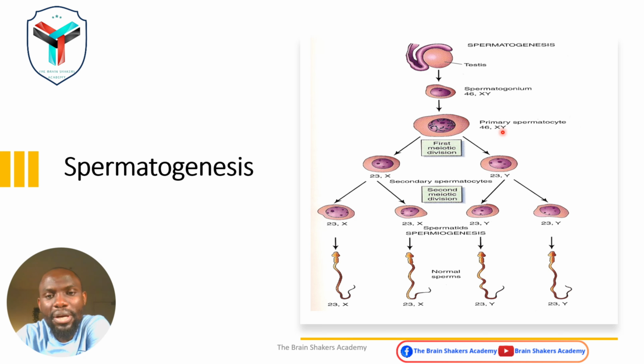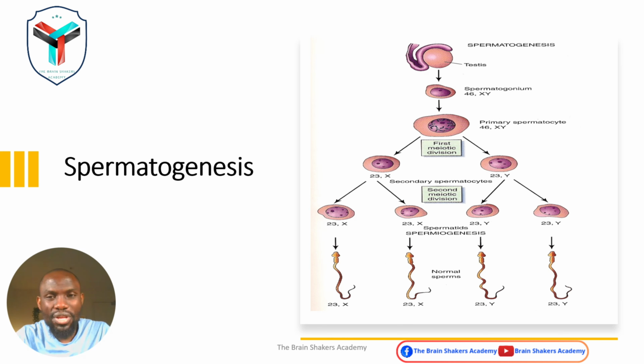spermatocytes, and the primary spermatocytes now enter the first meiotic division to give you two daughter cells. The two daughter cells that have been produced, which are secondary spermatocytes, now enter the second meiotic division and give you four daughter cells, which are the spermatids. Now, when the spermatids have been formed, they are immature and need to undergo post-meiotic morphological changes in order to become what is referred to as a mature spermatozoa.